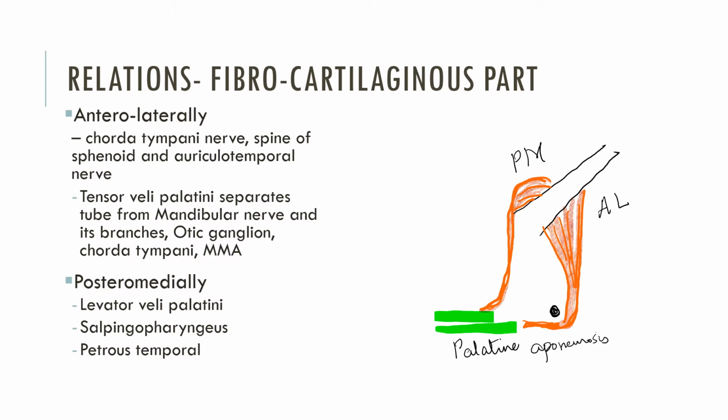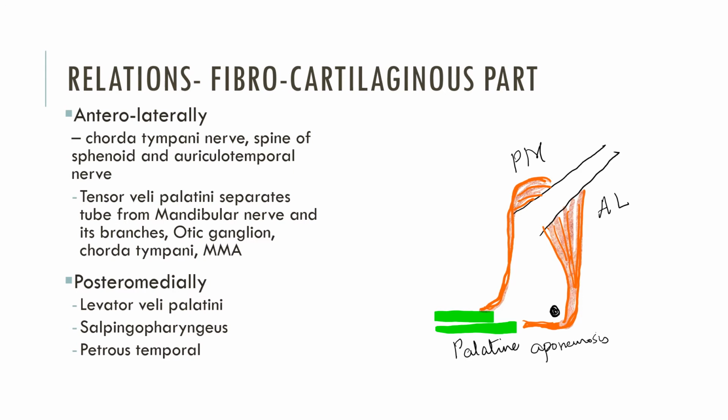Fibrocartilaginous part is related anterolaterally. It is related to the spine of sphenoid, and medial to the spine of sphenoid is the chorda tympani, and lateral to it is the auriculotemporal nerve. Tensor veli palatini separates the tube from the mandibular nerve, otic ganglion, chorda tympani, and middle meningeal artery. Posteromedially, there is the levator veli palatini, salpingopharyngeus, and petrous part of the temporal bone.